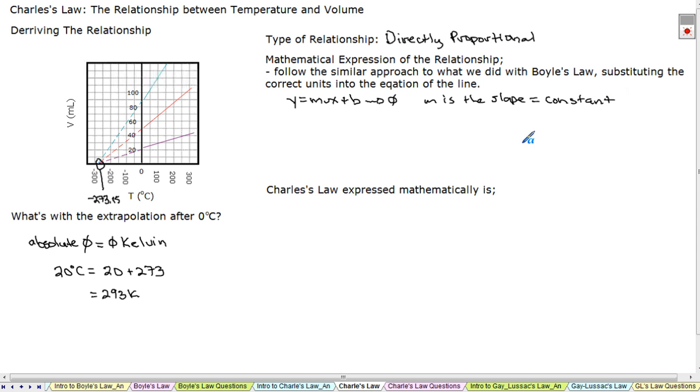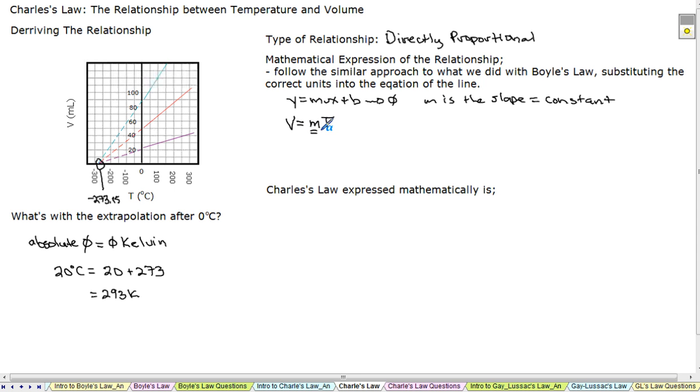It's going to be very important because we'll solve for m to determine what the mathematical relationship is between volume and temperature. So we're going to sub in our variables, V and T. Our y is V for volume, and our x is T for temperature. And we don't have to worry about b because it's 0. So now let's get m by itself.